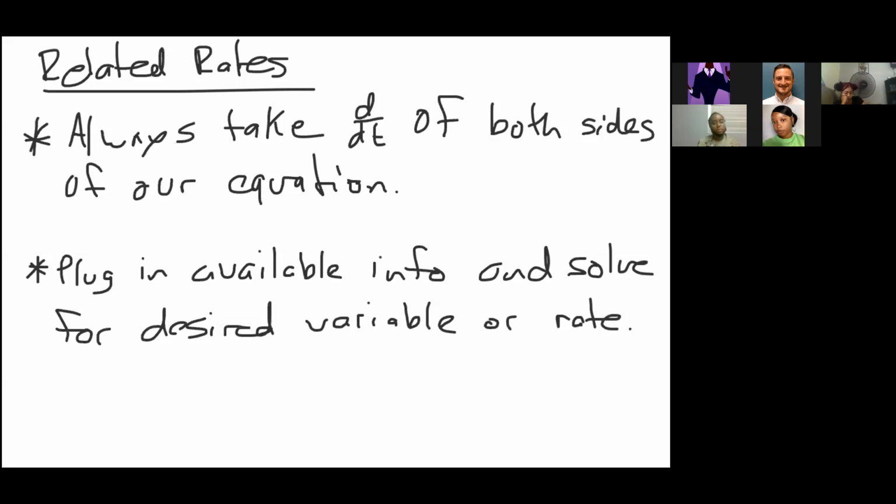Okay, but the key is we're always going to be taking the derivative with respect to time of both sides, which means I'm going to have to use implicit differentiation for all of my variables, which means I have to use chain rule. My variable is in time. I've got to make sure I multiply by the derivative of that variable with respect to time.